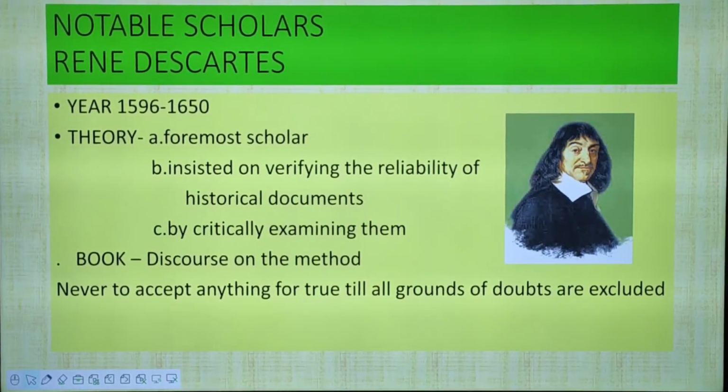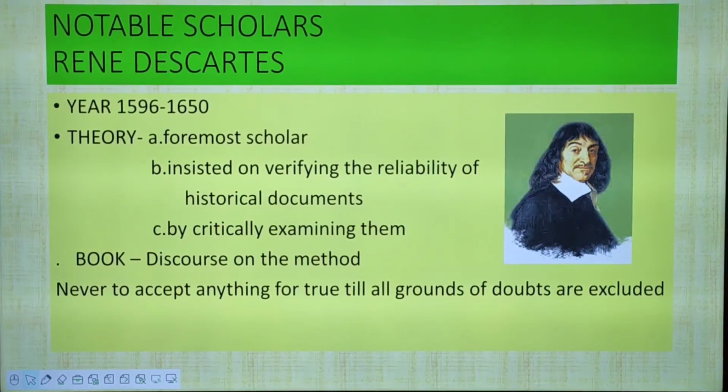He wrote a book called Discourse on the Method, and he had a slogan: never to accept anything for true till all grounds of doubt are excluded. So what does it mean? He meant to say that unless and until all your doubts are cleared, you are not supposed to accept anything. And this was said by none other than René Descartes.